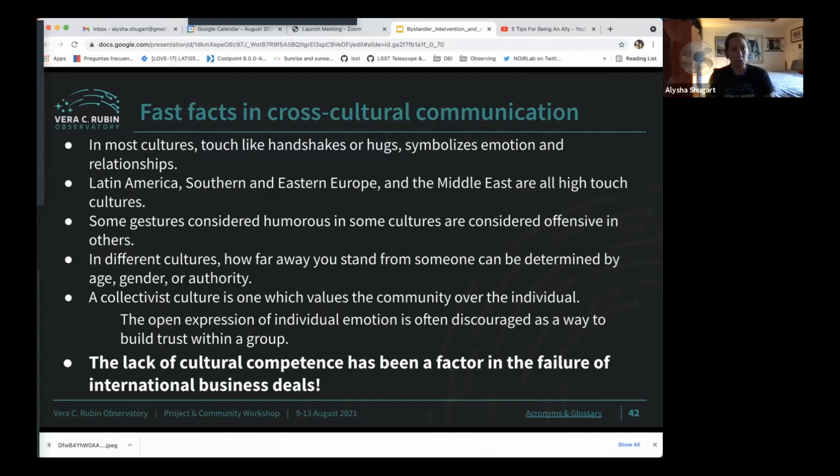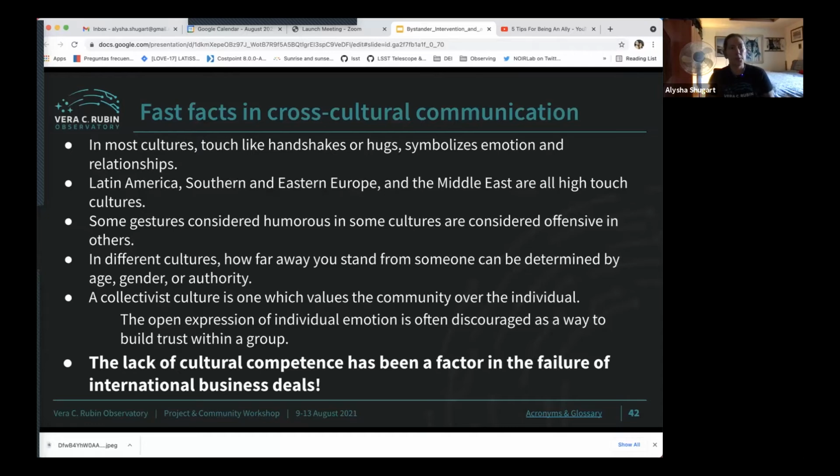A collectivist culture is one in which it values the community as a group over the individual, right? So the open expression of individual emotion is often discouraged as a way to build trust within a group. And that's in regards to a collectivist culture, right?